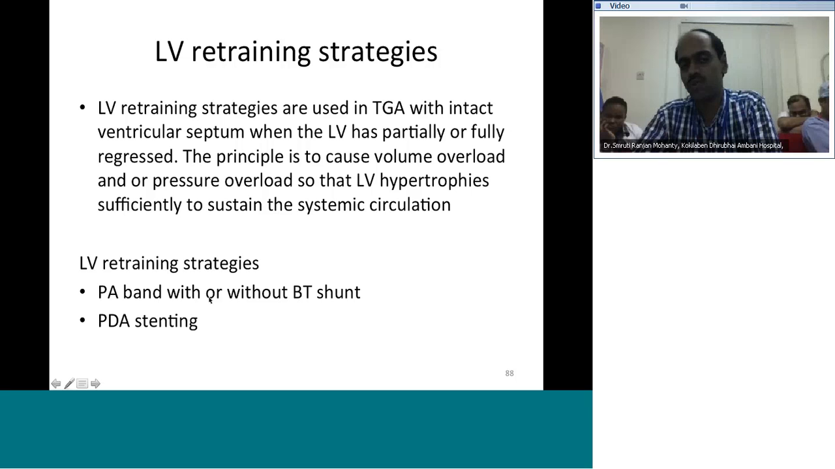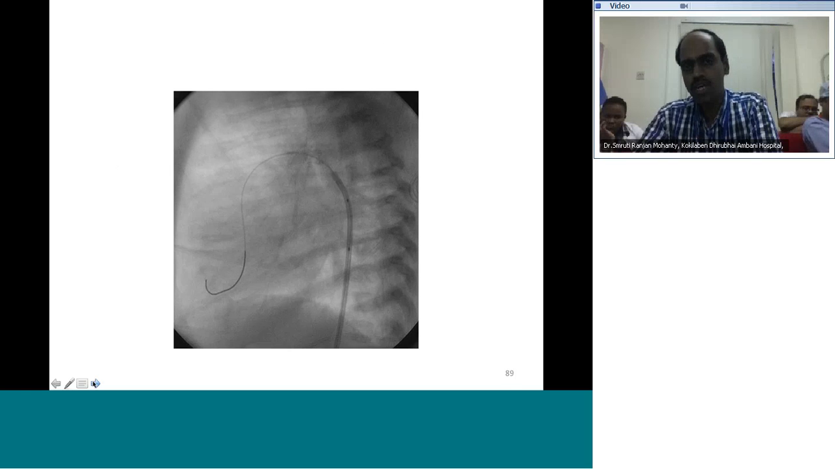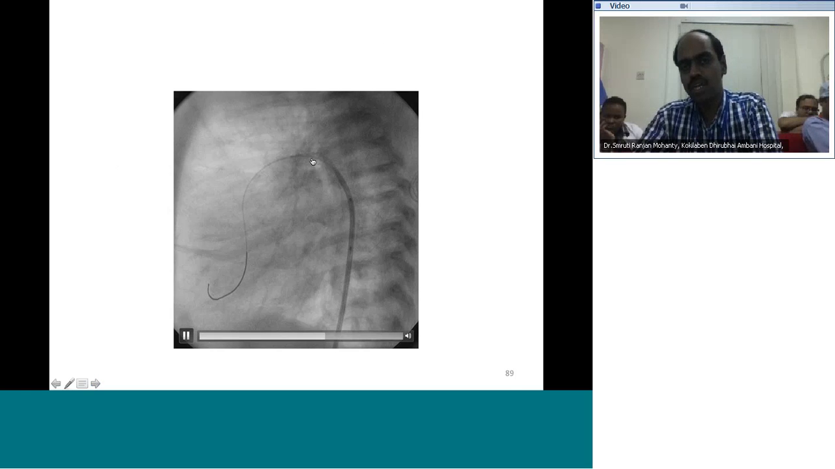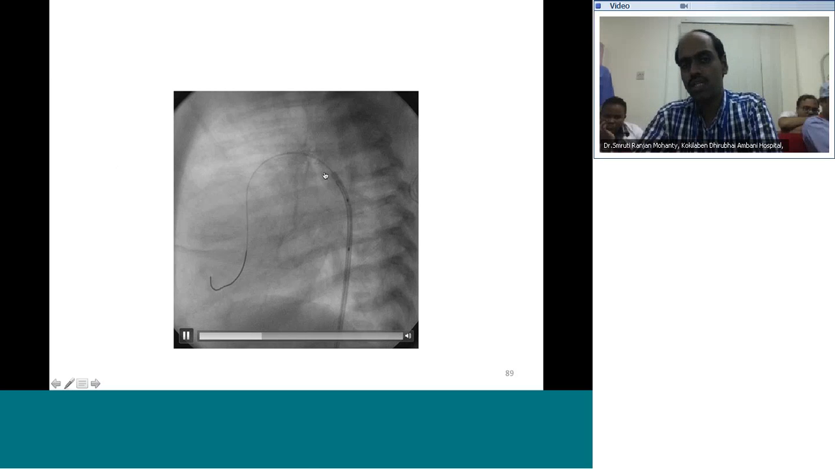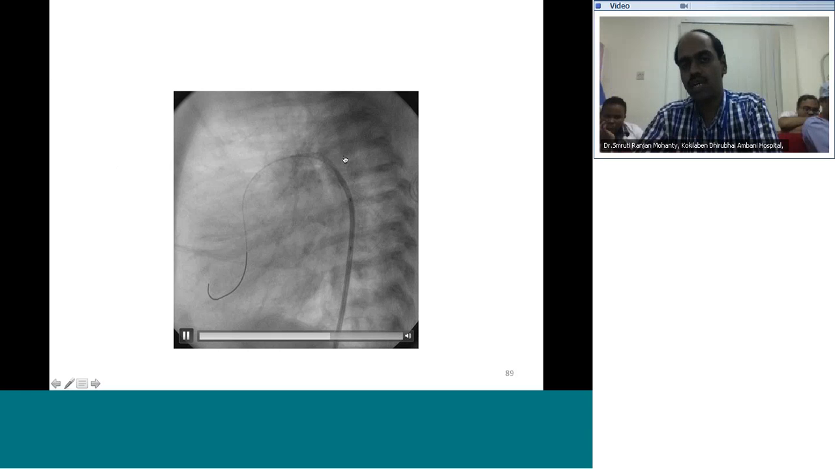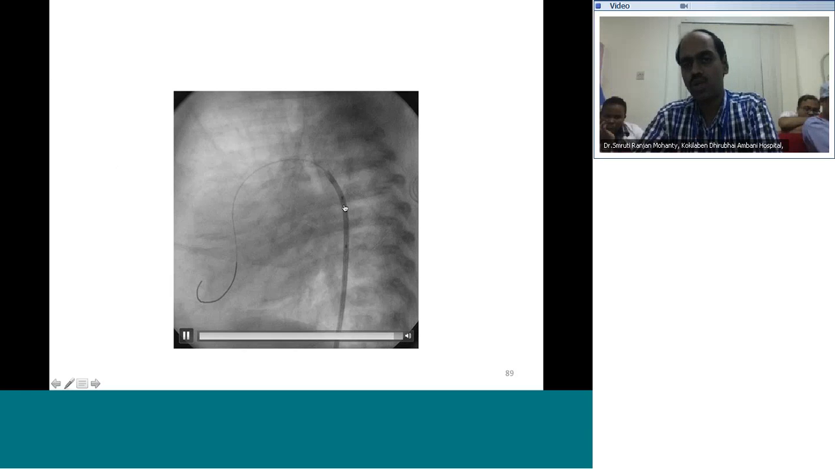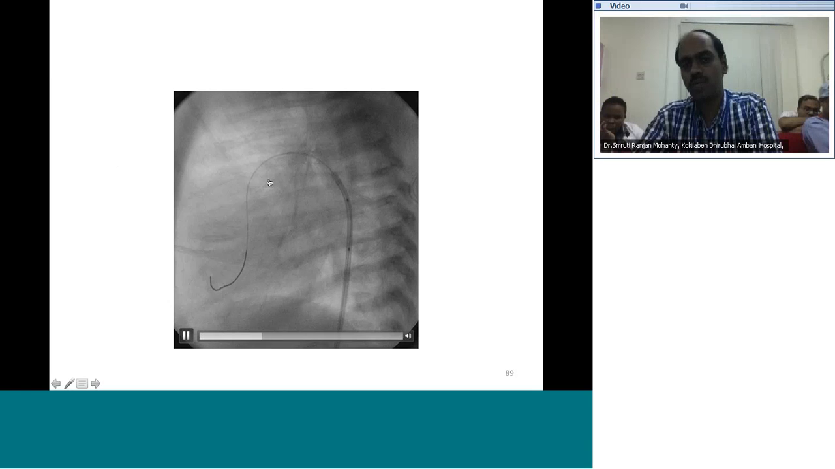What are the methods of doing that? You can do pulmonary artery banding. You can do a BT shunt. You can do a combination: either pulmonary artery banding alone, or BT shunt alone, or pulmonary artery banding plus BT shunt. PDA stenting is also another retraining strategy. This is the PDA stent, and you have crossed over from the aorta through the ductus into the pulmonary artery, and you have stented the PDA. So you are driving the blood from the aorta into the pulmonary artery.